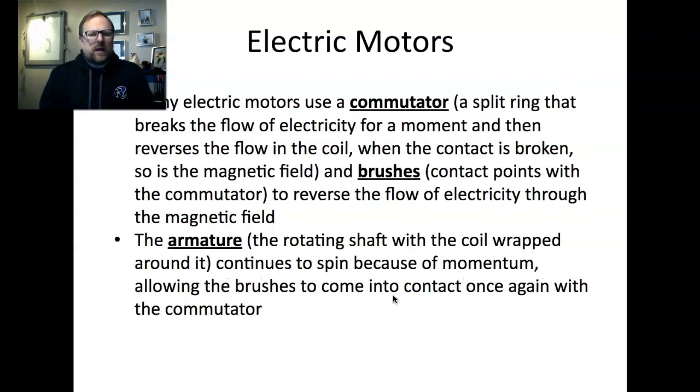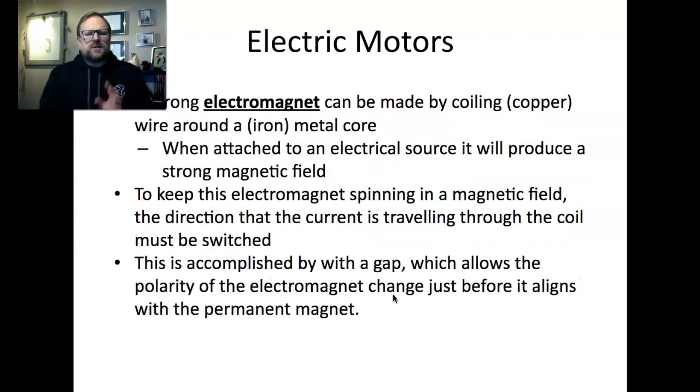I'm going to show you a diagram in just a second, but the first thing I want to introduce to you are the parts of an electric motor. An electric motor has an electromagnet. We just talked about that: a bunch of copper wire wrapped around an iron metal core, and when we run electricity through it, it generates a magnetic field.